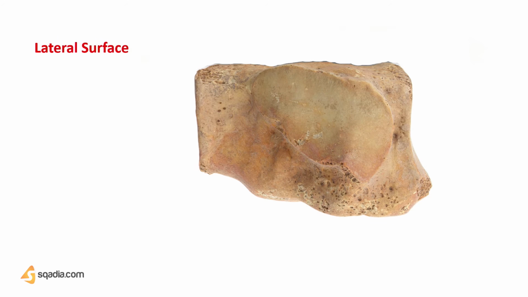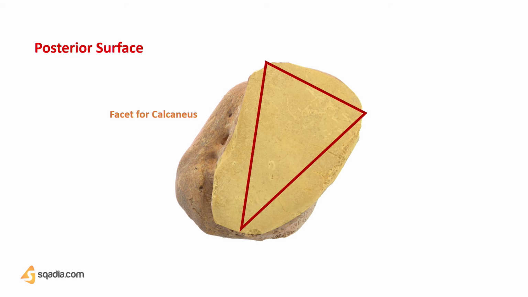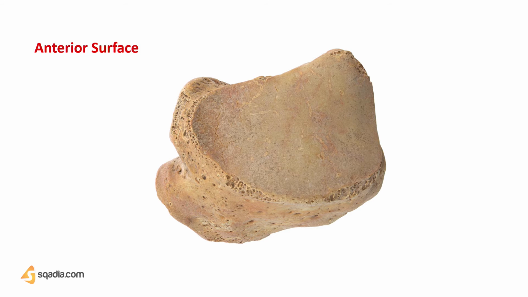The lateral surface has a deep notch or depression, which is a groove for the fibularis longus muscle. This notch is present at the beginning of the peroneus sulcus. The posterior surface is smooth and triangular, providing attachment with the anterior surface of the calcaneus. The anterior surface is smaller and irregularly triangular.